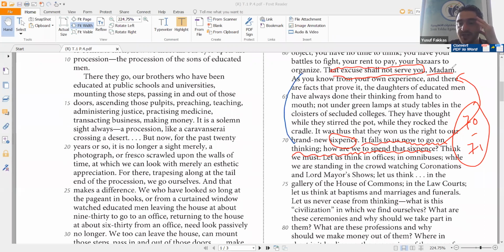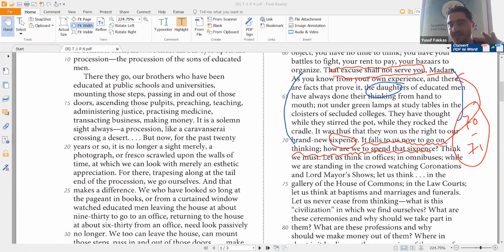And here we start to read, and we're going to try to find out what she actually means by sixpence. "As you know from your own experience, and there are facts that prove it, the daughters of educated men have always done their thinking from hand to mouth, not under green lamps at study tables in the cloisters of secluded colleges. They have thought while they stir the pot, while they rock the cradle. It was thus that they won us the right to our brand new sixpence. It falls to us now to go on thinking how we are to spend that sixpence."